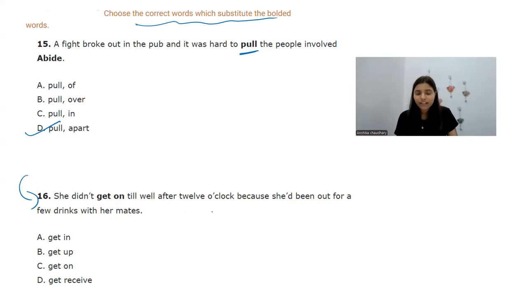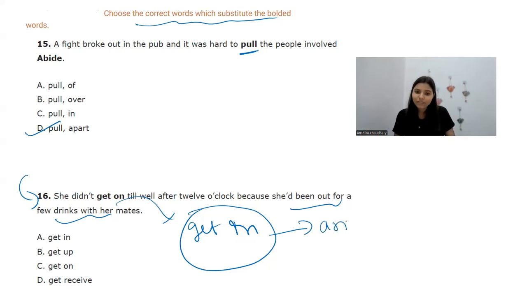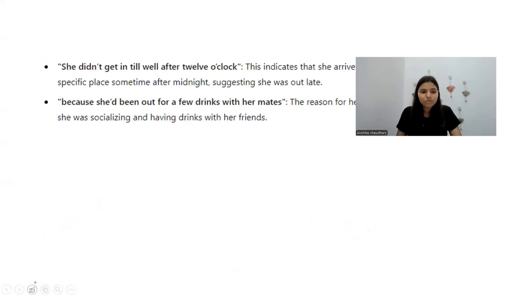She didn't get on till well after 12 o'clock because she had been out for a few drinks with her mates. So actually this is a phrasal verb, right? And the correct word should be get in. So what is the meaning of it? Suppose she has to arrive at a particular place. Let's take an example that she has to arrive at her home, but she couldn't because she was busy with her mates drinking and partying, right? So she was enjoying. That's why she couldn't reach by 12 o'clock. So get in is the correct phrasal verb for reaching, arriving, right? This means arrive at a particular place. So it is a phrasal verb. So get in will be the correct answer for this question. Let's move on to the next question.